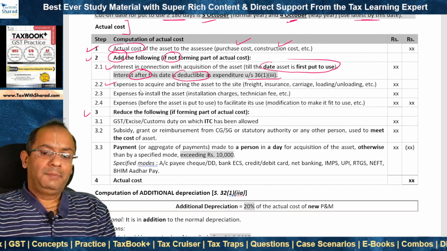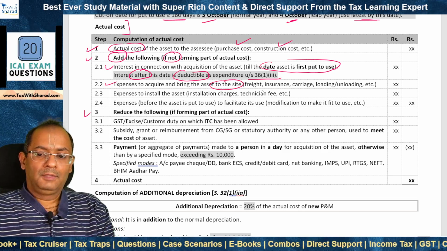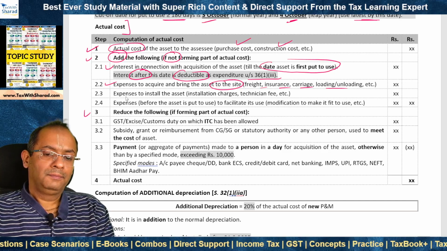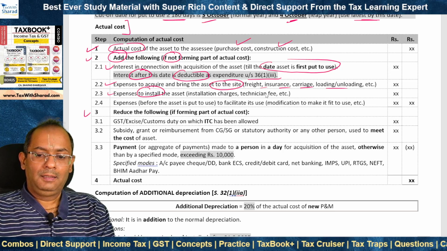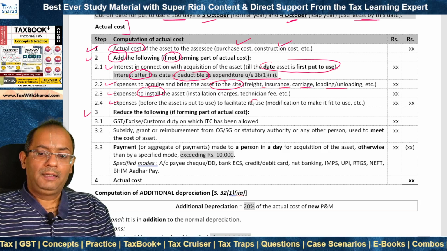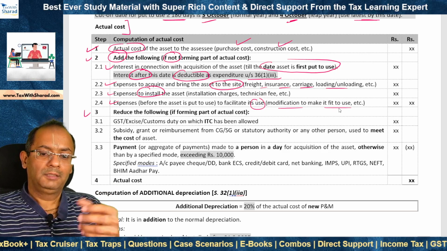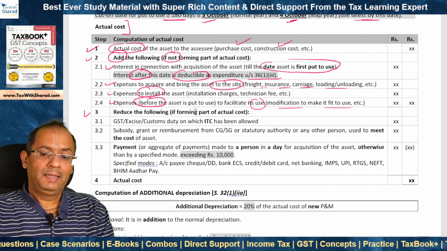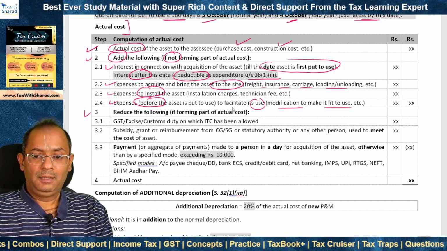Second, the expenses that the assessee incurs to acquire and bring the asset to the site. For example, freight, insurance, carriage, loading, unloading, etc. These are added. Third, expenses to install the asset. For example, installation charges, technician fees, etc. Fourth, expenses to facilitate its use or if certain modification is necessary to make it fit to use. Those expenses form part of actual cost. But these are expenses which are incurred before the asset is put to use. After the asset is put to use, they can be claimed as expenditure under section 37(1).